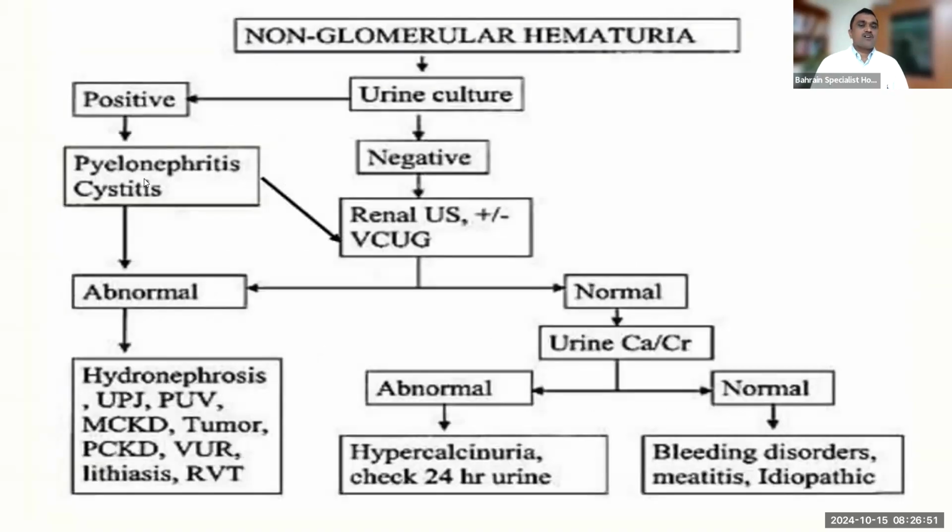If it is non-glomerular hematuria, the first thing is to do the urine culture. If it is positive, treat the infection. If it is negative, do the ultrasound and voiding cystourethrogram. If it is abnormal, think of hydronephrosis, PUJ obstruction, cystic kidney disease, tumors, vesicoureteral reflux, lithiasis, and renal vein thrombosis. If it is normal, check the urine calcium by creatinine ratio. If it is abnormal, it is hypercalciuria, so check a 24 hour urine. If it is normal, think of bleeding disorders, malignancy, or idiopathic causes.